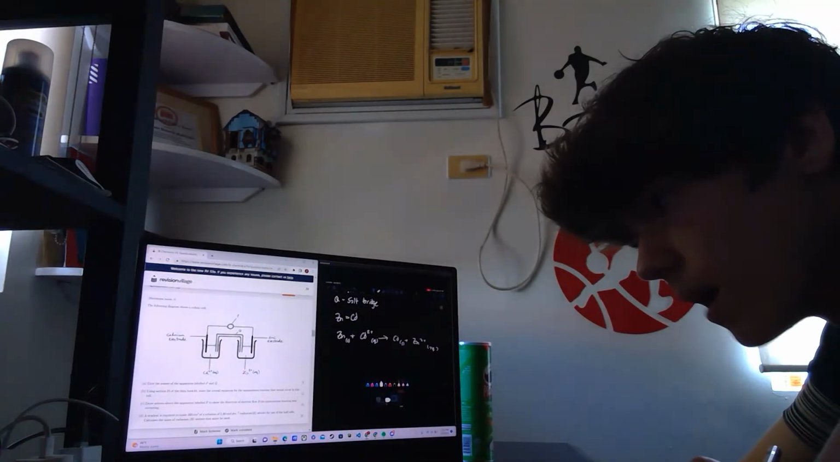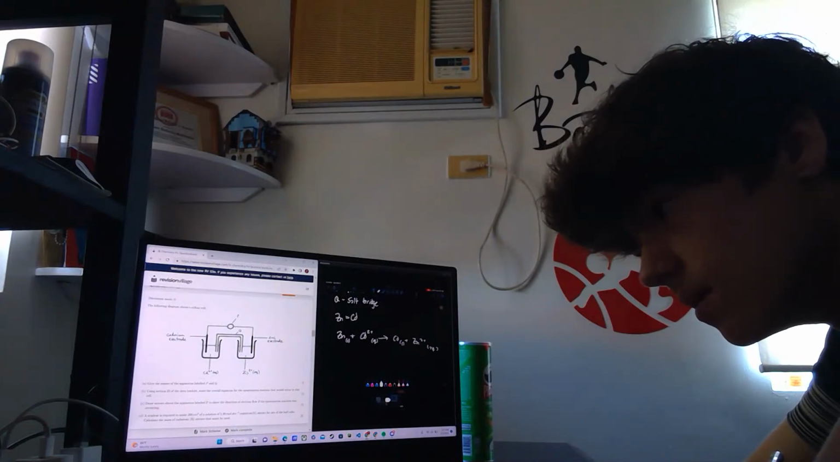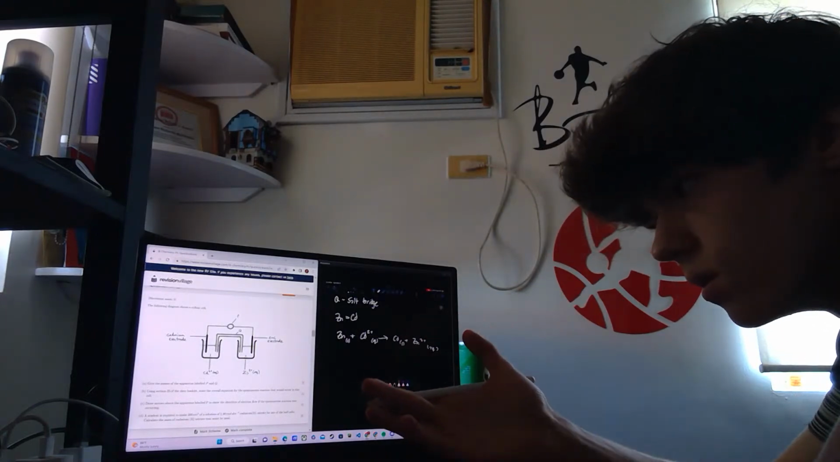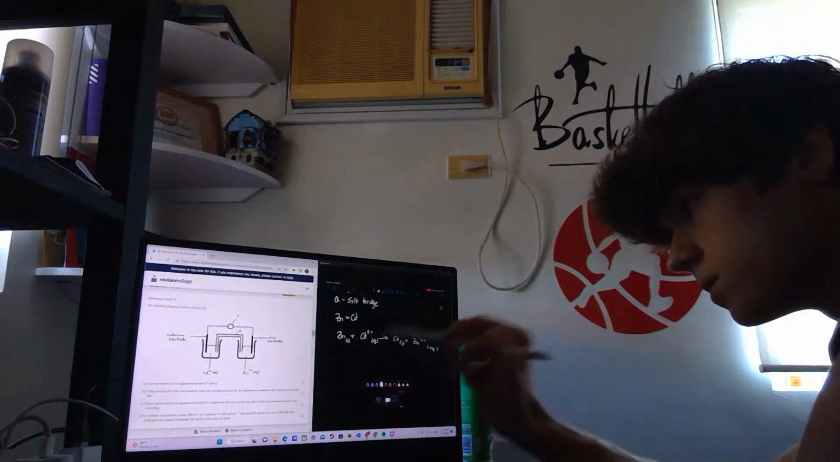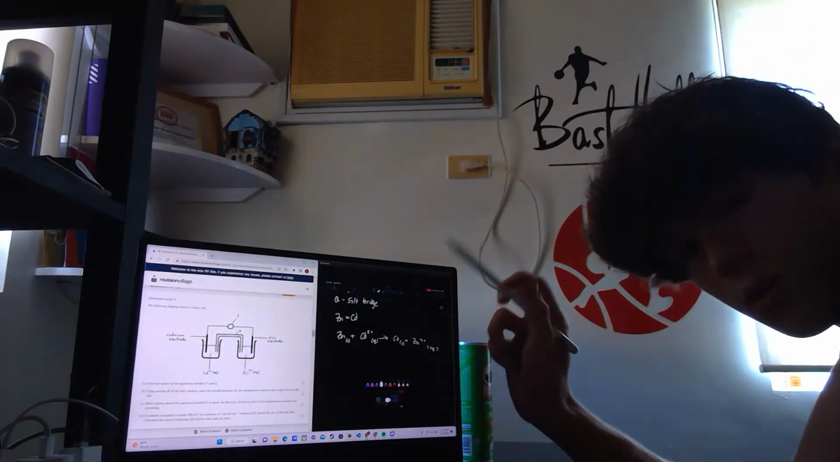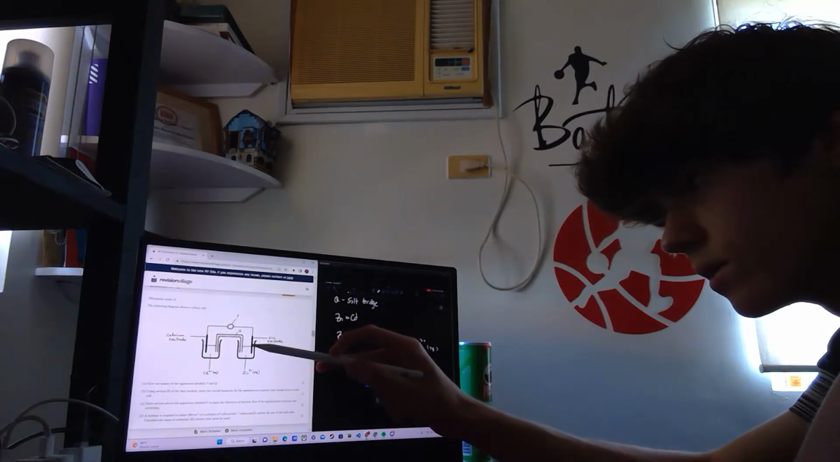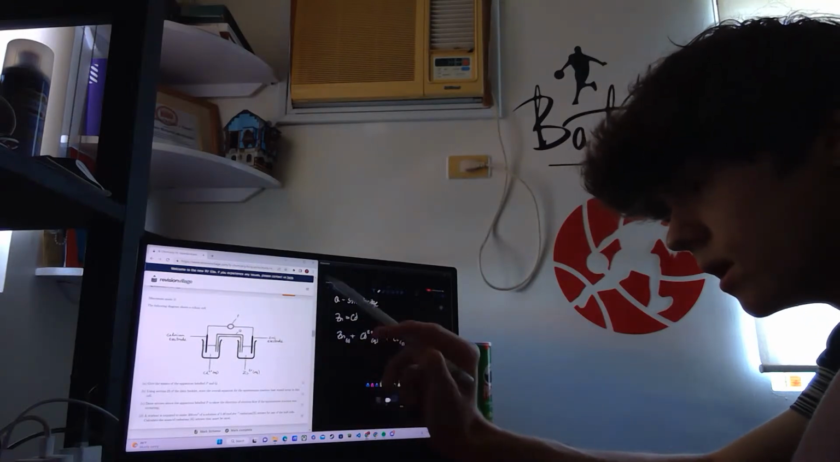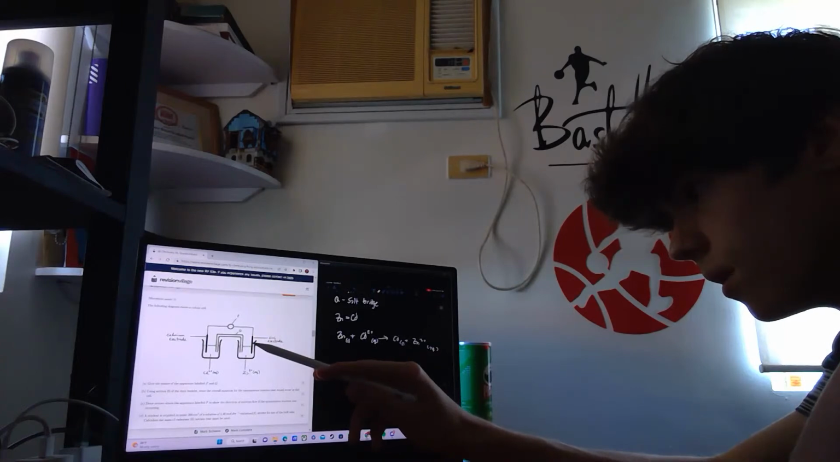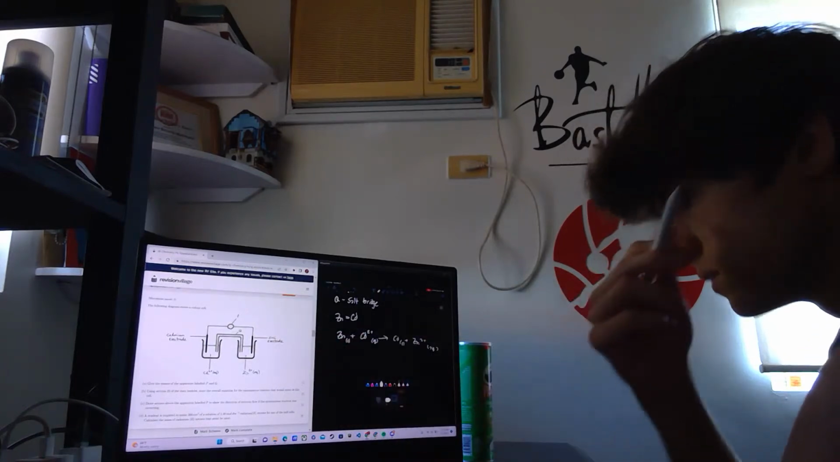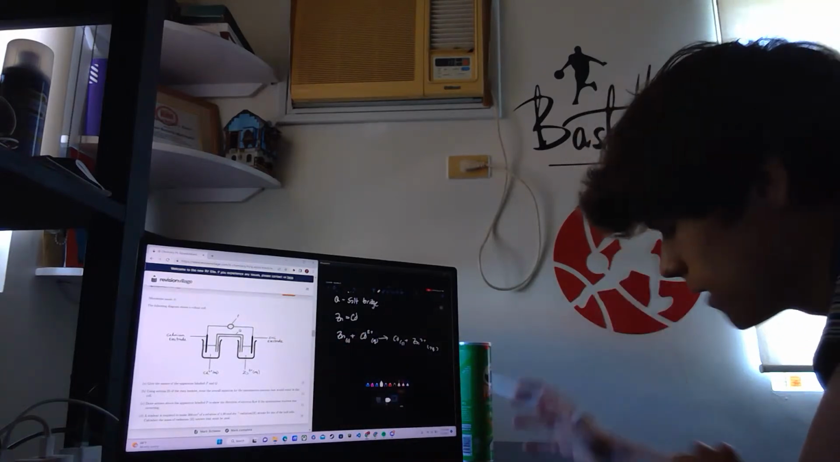Draw arrows above the apparatus labeled P. So electron flow. We know that our zinc's going to be oxidized. So according to Croa, we're going to have our anode. This is going to be our anode. So our electron flow is going to go from our anode to our cathode. So it's going to go from zinc to cadmium.